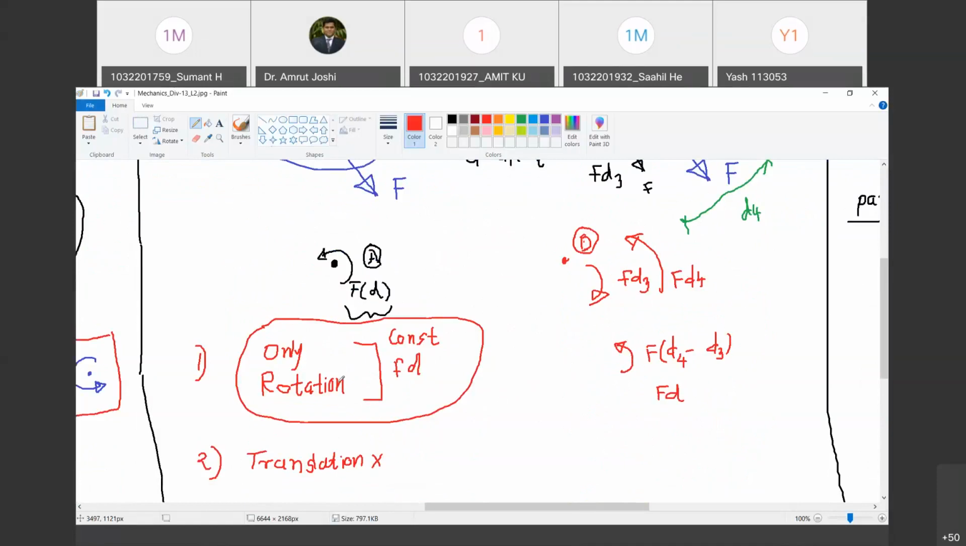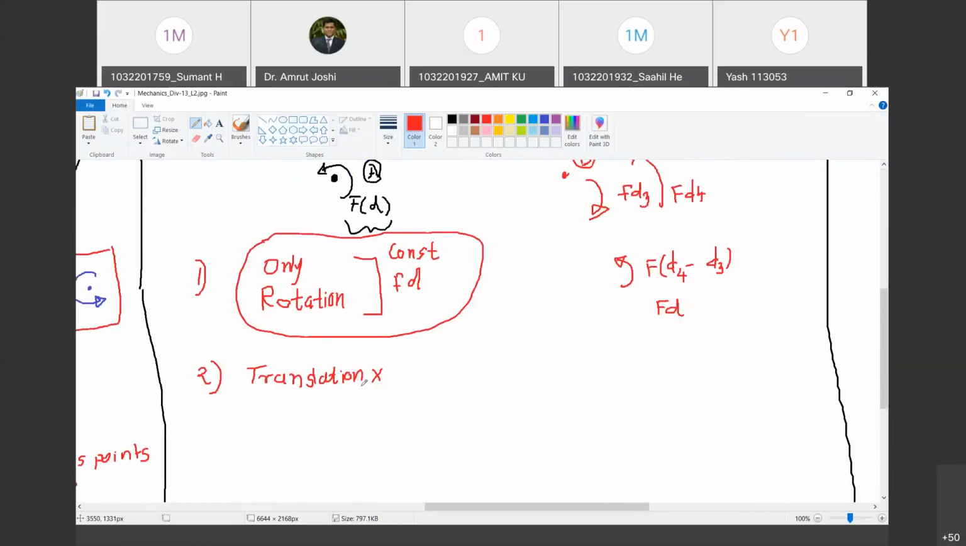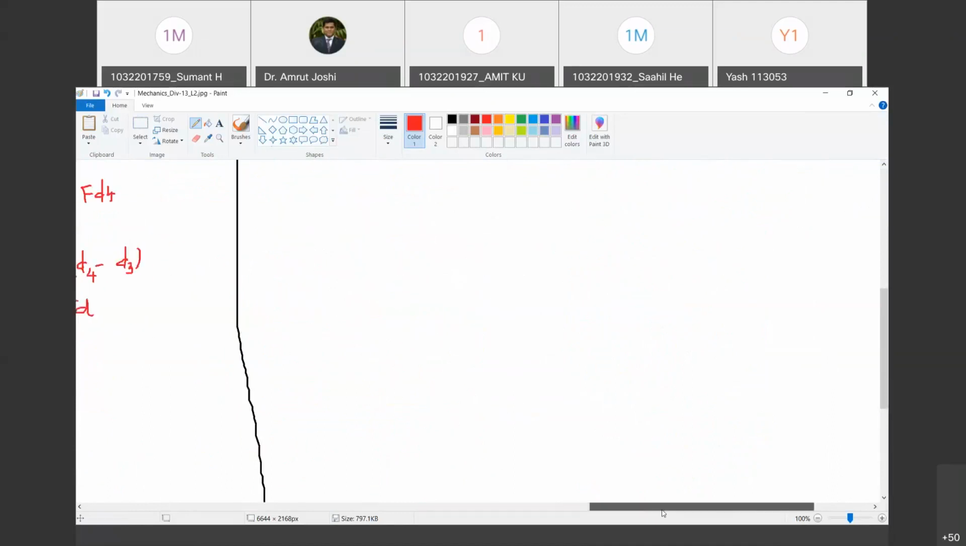This couple moment produces a tendency of only rotation on all points of the body under the constant magnitude of moment of couple of forces, that is F into D. How do we calculate the magnitude of moment of couple of forces? By multiplying the magnitude of one of the forces by the perpendicular distance between the lines of action of the forces. Happy? Okay. And it does not produce any translation. Yes, sir.